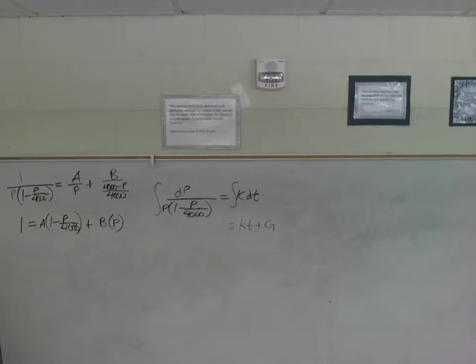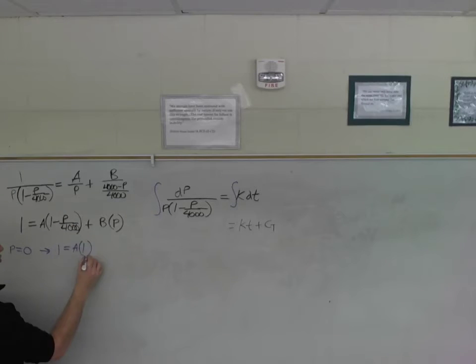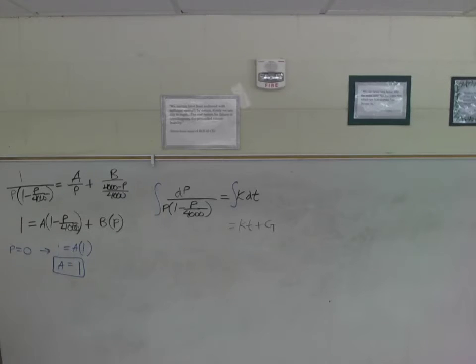Yes? And then we select convenient values. So what will be some convenient values of P which would knock things out? 0. So we say, okay, that would be 1 equals A times 1 minus, what's 0 over 4,000? So 0. So what is the value of A? We're making progress.